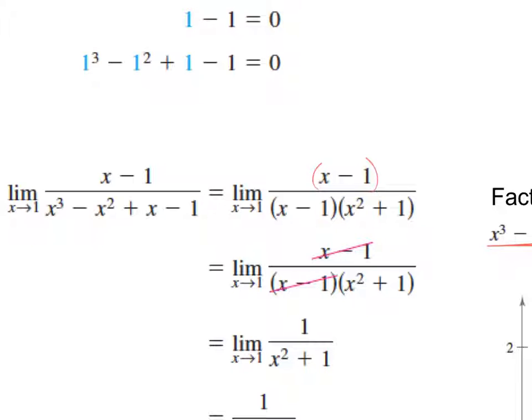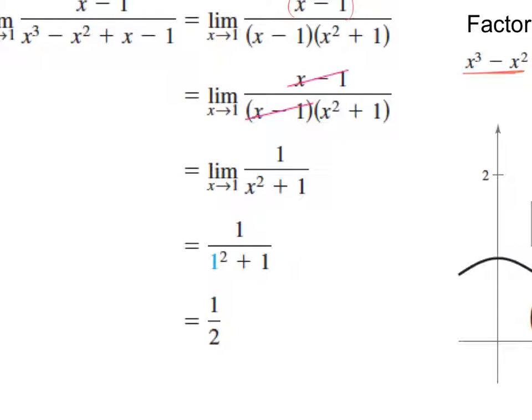Okay? So notice here the denominator, if I plug in 1, the denominator is not going to be 0. The numerator equals 1. It's never going to equal 0. So now I can do direct substitution, and I get a half. Okay? So the limit equals 1/2.